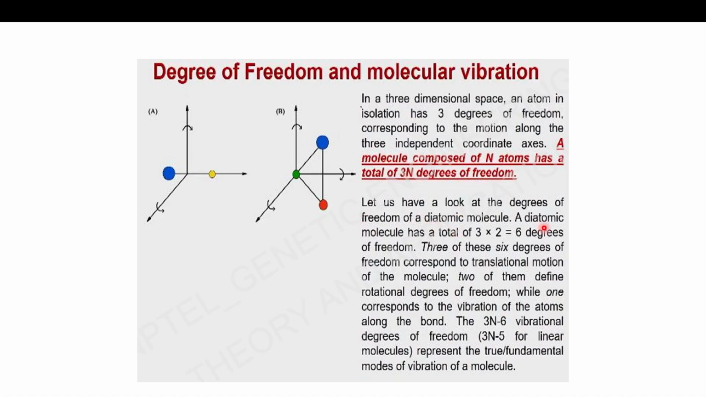If we want to find the degrees of freedom of a diatomic molecule, it has 3 into 2, since two atoms are there, so 6 degrees of freedom. How? 3 of these 6 degrees of freedom correspond to the translational motions along the x, y, z axes. 2 of them define the rotational degrees of motion, as the molecule can rotate along these directions, and one corresponds to the vibration of the atoms along the bond.